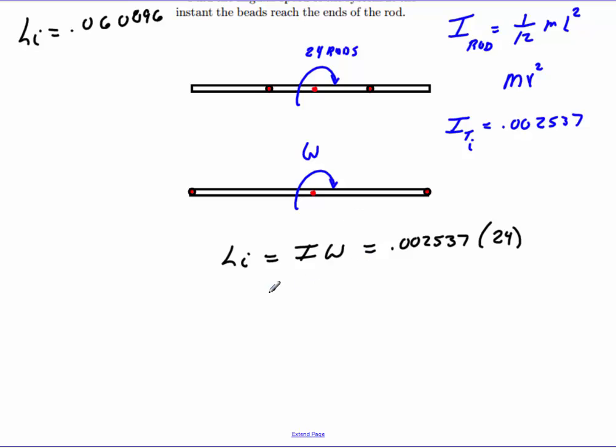Okay. So then you know Li is going to equal 0.060896 kilograms times meters squared per second, right? So now, doesn't that mean that L final must equal Li? There's no torque. There's no external torque being applied to this system. You accept that? Okay. So then you're going to do this.